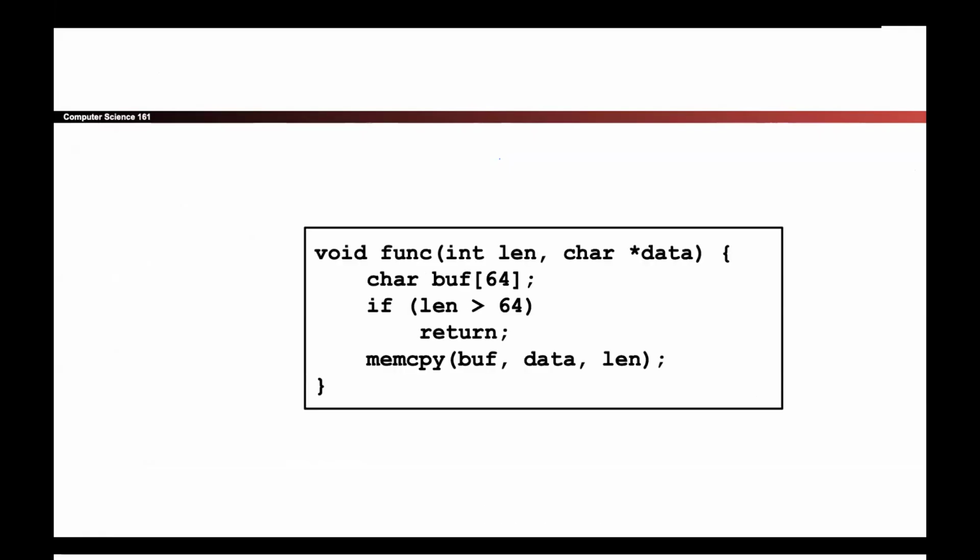All right, I want to look at another type of vulnerability. Here's a crazy piece of code. It's got a buffer. It's copying data. I should tell you what memcpy does. Memcpy copies. The first argument is the destination, the second argument is the source. So in this case, it's copying bytes from the data array to the buff array, and it will copy len many bytes.